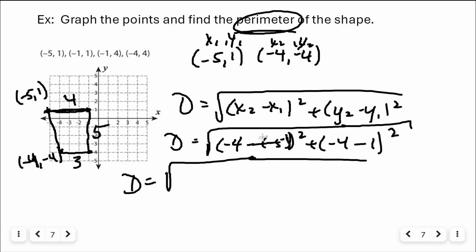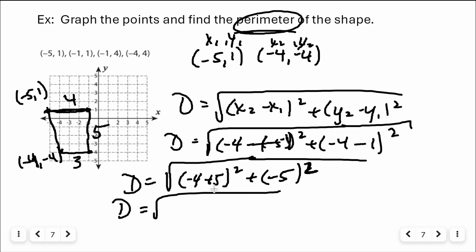So now two negatives in a row make a positive. So now we have negative 4 plus 5 squared, plus these two signs are the same. So I add their numbers. 4 and 1 make 5. Take the sign of the number. That's a negative 5, and we're going to square it.